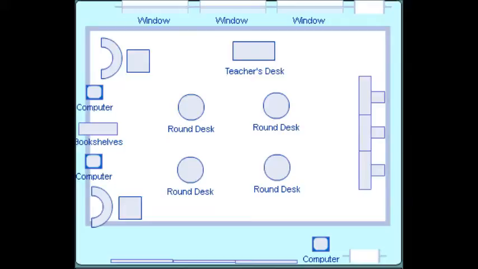The round desks are also great because students are already paired together in appropriate groups so that they can use cooperative learning. And they also have the ability to share their thoughts and ideas together.